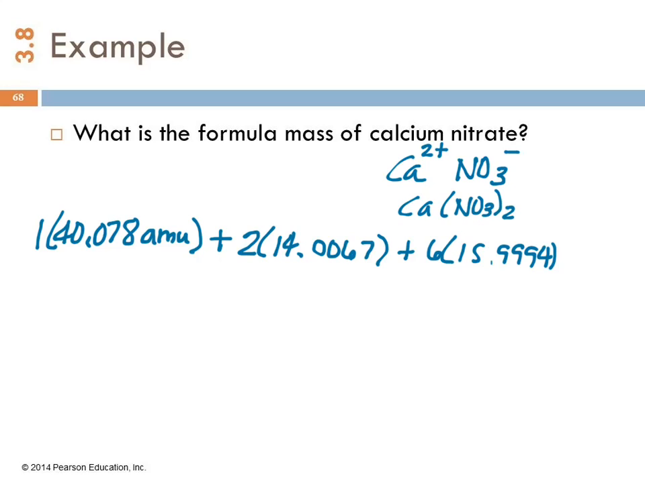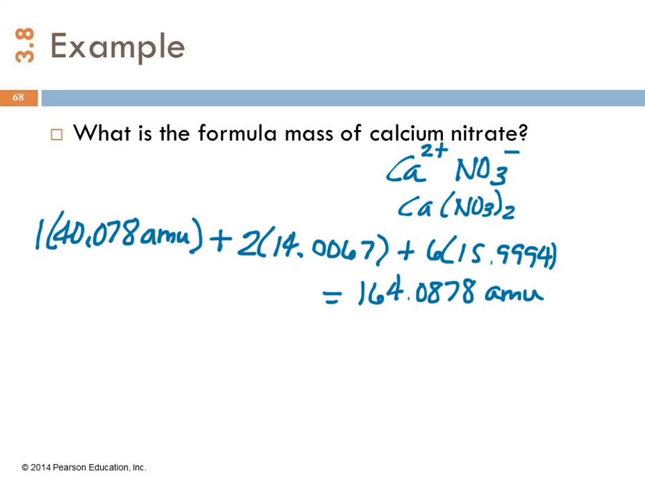40.078 plus 2 times 14.0067 plus 6 times 15.9994 equals, and my calculator shows me 164.0878, and the unit on that is atomic mass units.